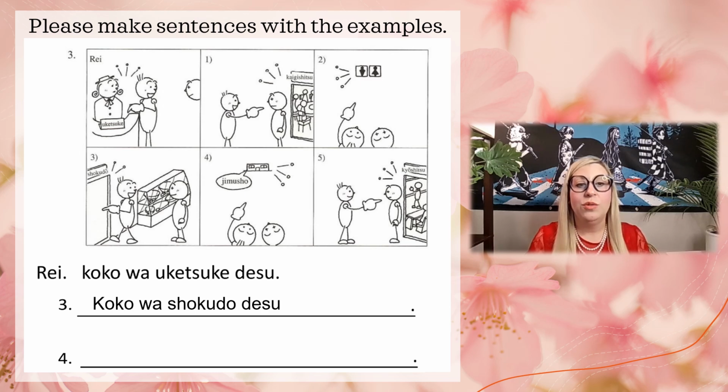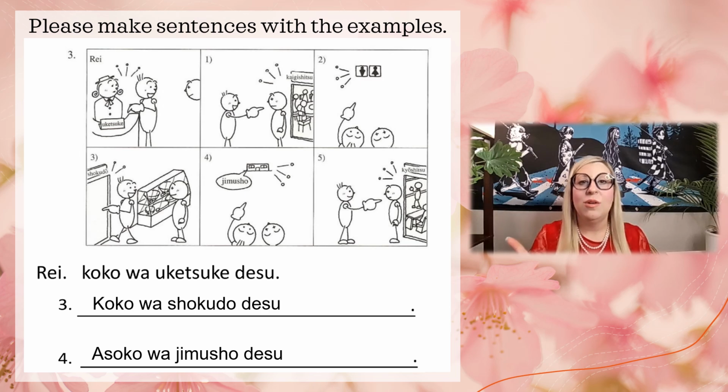Koko wa shokudo desu. In example number 4, we see the jimusho, which is office. Jimusho is far away from both the listener and the speaker. So we know that that sentence is going to be asoko, because it's far away from both. Asoko, over there in the distance. Asoko wa jimusho desu.